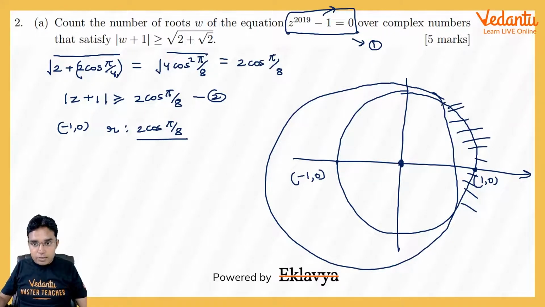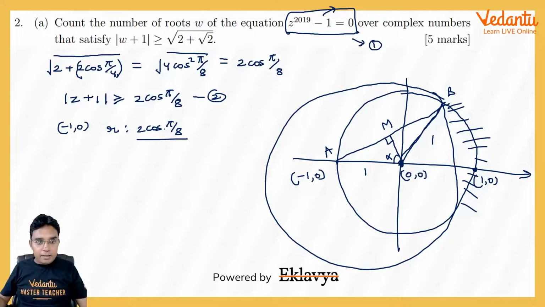Now to solve this, let us do some calculation. If I join this point to this and this point to this, you can see this is 1, and this is 2 cos pi by 8, so this is an isosceles triangle. If I join this center 0, 0 with the midpoint of this, let me call this A, this B, and let me call this M. This AB length is 2 cos pi by 8, so this will be cos pi by 8 here, and this will also be cos pi by 8 here. I think we can easily find alpha here.